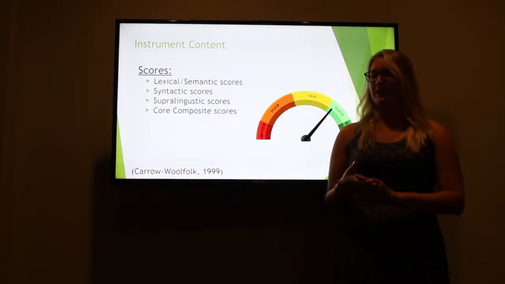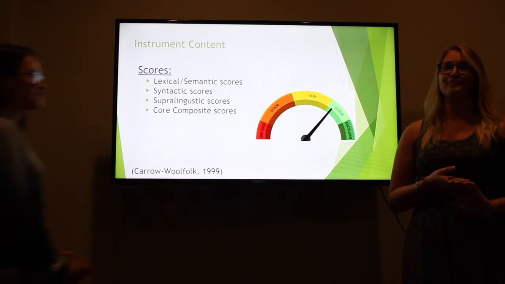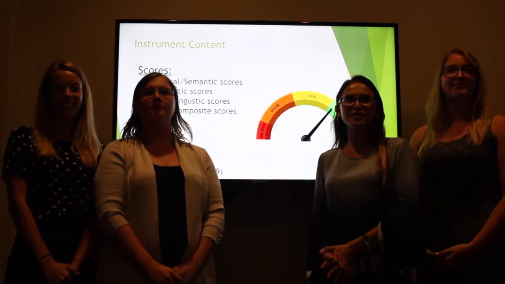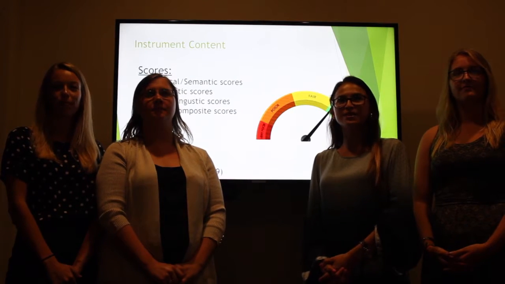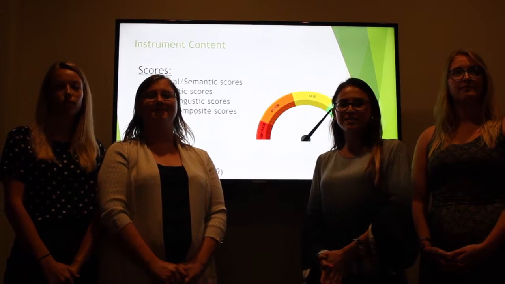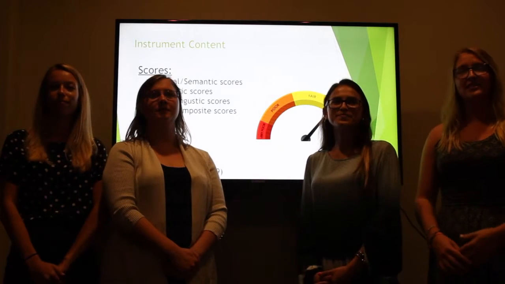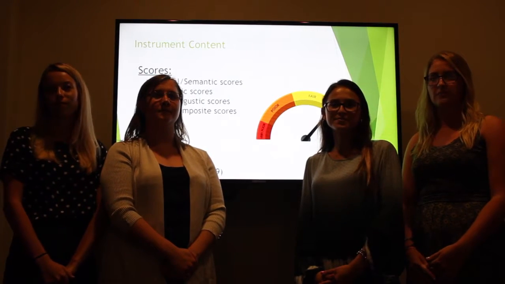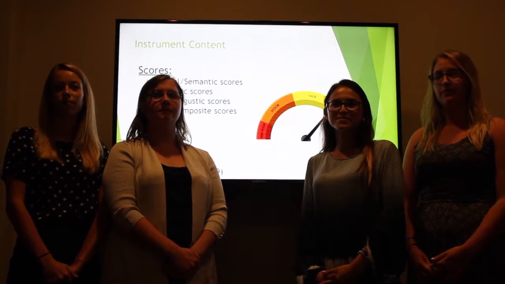So now everyone will be joining me to talk about how the composite scores are derived. First I'll be talking about the lexical and semantic scores. They are derived from antonyms, synonyms, and sentence completion subtests. This assesses the knowledge and the use of words and word combinations. The syntactic scores are derived from the syntax construction, grammaticality judgment, and grammatical morpheme subtests. This assesses knowledge of grammar, morphology, and syntax.